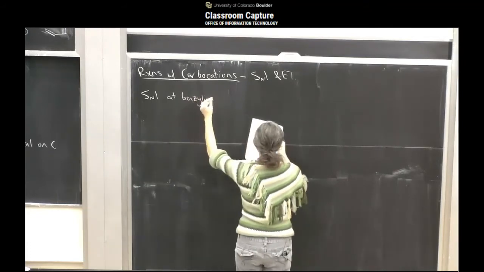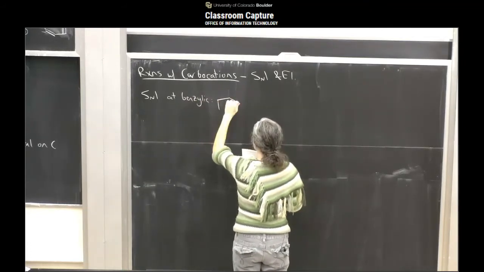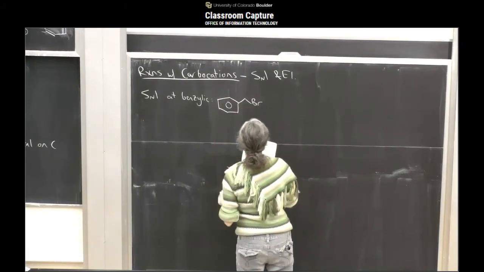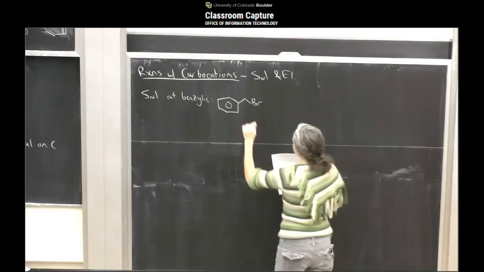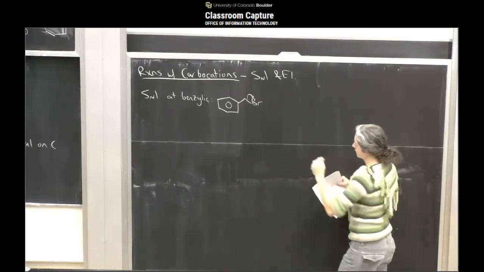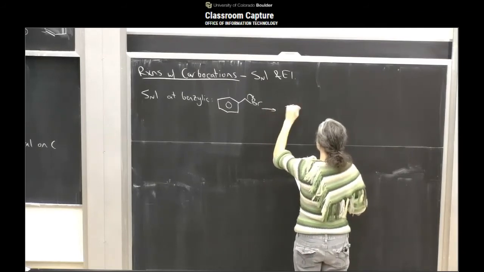SN1, if we're doing it benzylic, we can show our benzylic alkyl halide here. If you remember, SN1 involves the alkyl halide dissociating first.